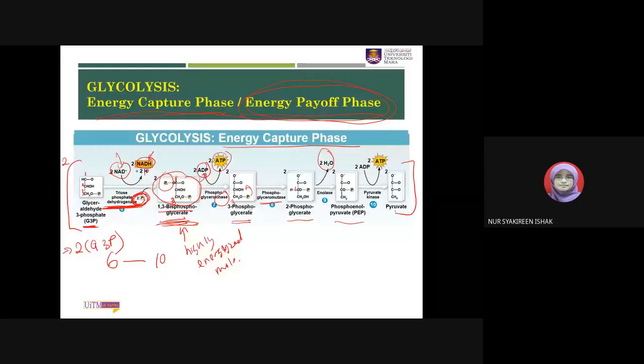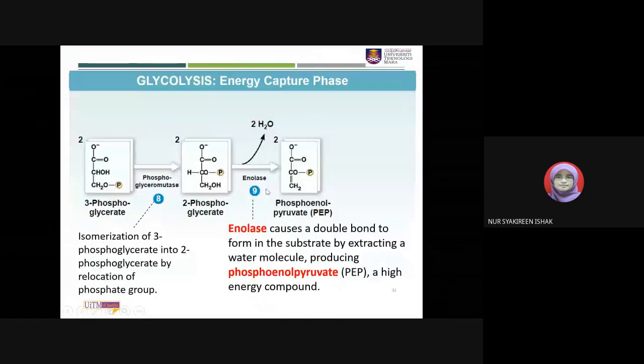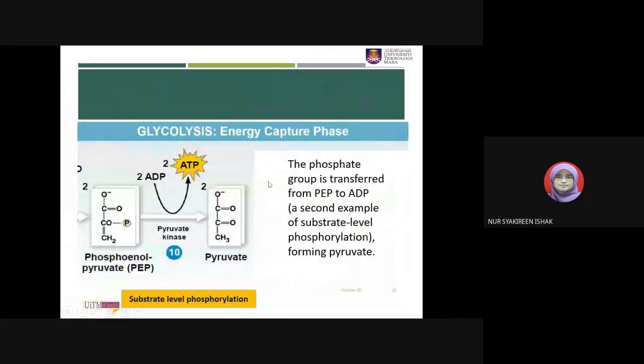So the reaction also produces ATP. So nampak PEP ni, phosphoenolpyruvate, ada phosphate. So phosphate is released to ADP, ADP becomes ATP, and then at the end you produce pyruvate. 2 molecules of pyruvate are produced. Okay, so from 1 glucose, undergoing the 2 phases of glycolysis, produces 2 pyruvate. Okay, 2 pyruvate. So these are the details of glycolysis. Okay, itu je lah kan.